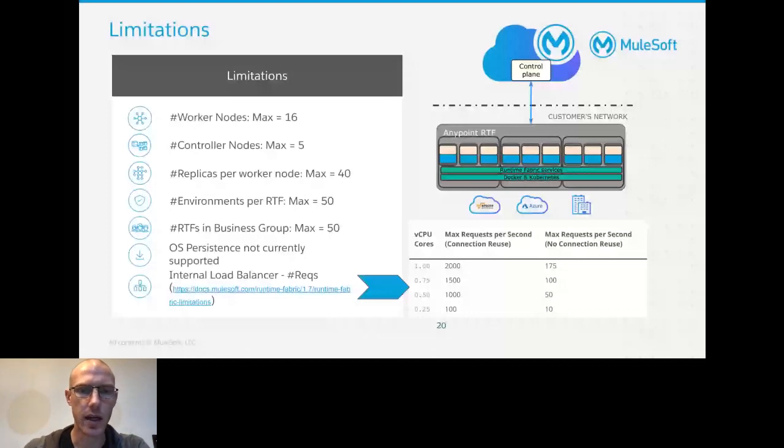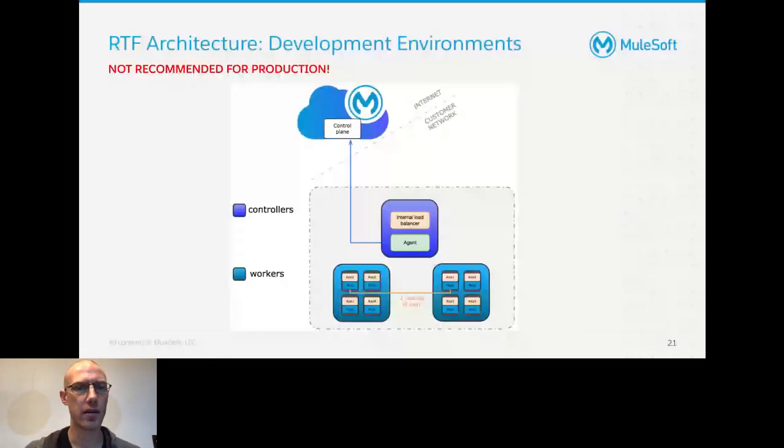So now let's look at an example non-production fabric architecture. Again, I've highlighted this in red, so it's not recommended for production. It's intended for testing only. But this configuration has at least 1 controller and then 2 workers. The controller node runs the internal load balancer and the agents used to connect to Anypoint Platform. And the communication between the agent and the Anypoint Platform will always be outbound. So multiple replicas of applications can run across workers.